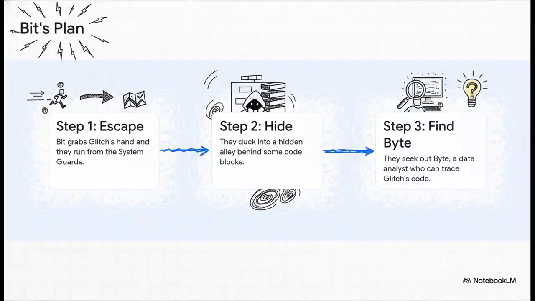So how does our hero respond? Instead of freaking out, Bit instantly comes up with a plan, and the script lays it out in these 3 clear steps. This gives the story a ton of forward momentum and shows us that Bit is clever and brave. We have a clear goal, and we're off to the races.